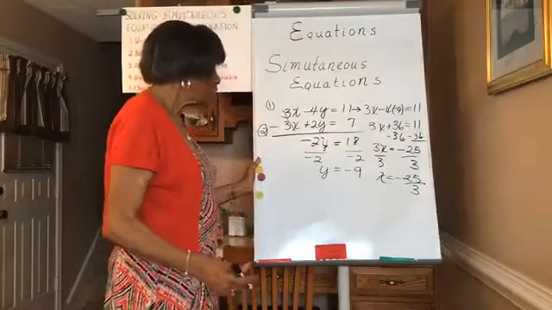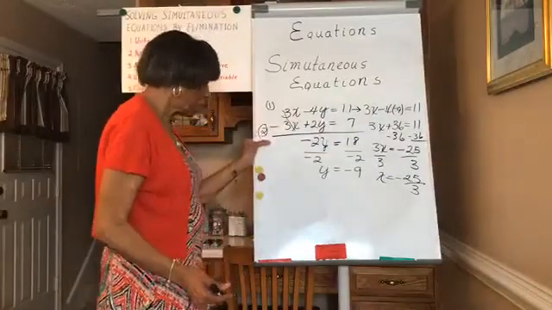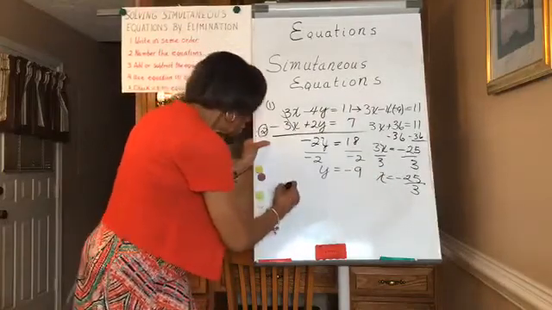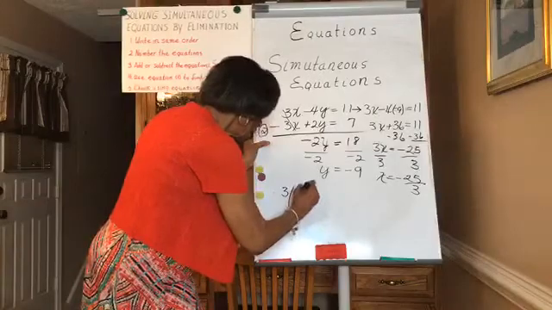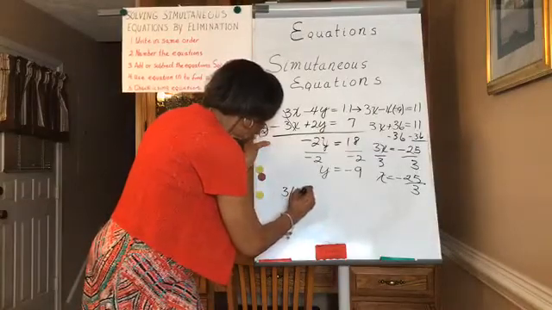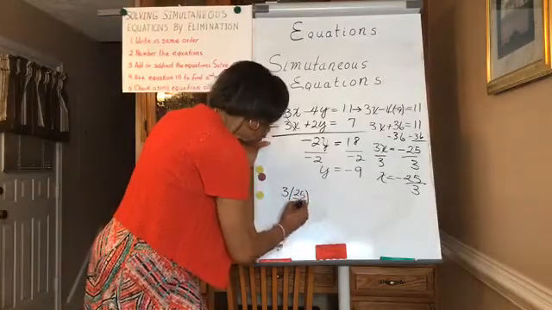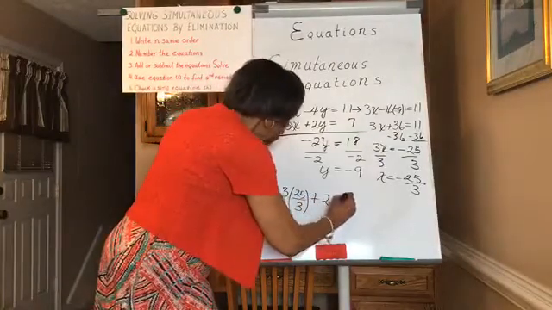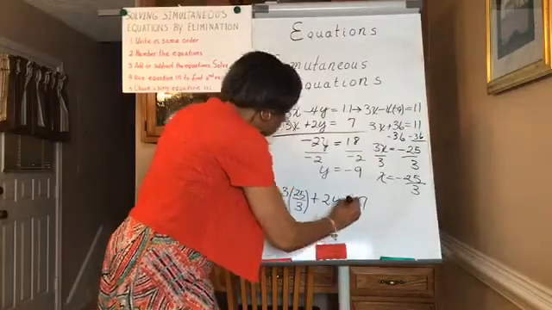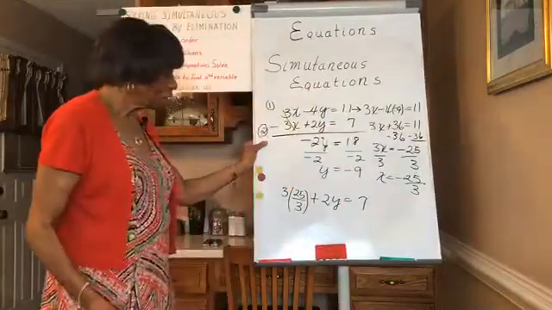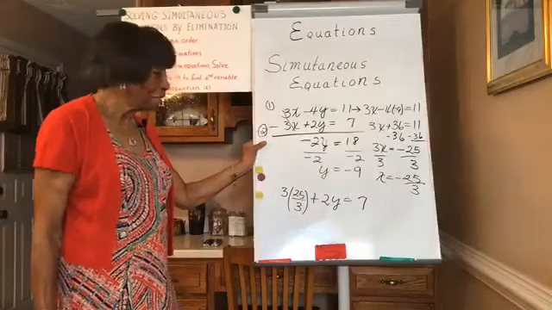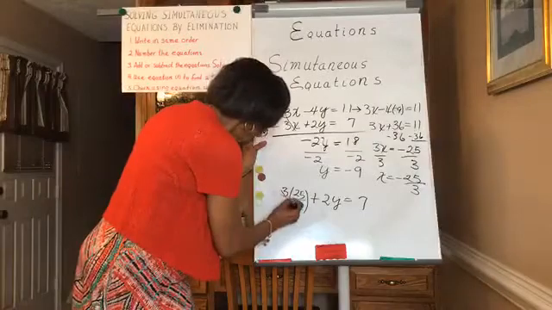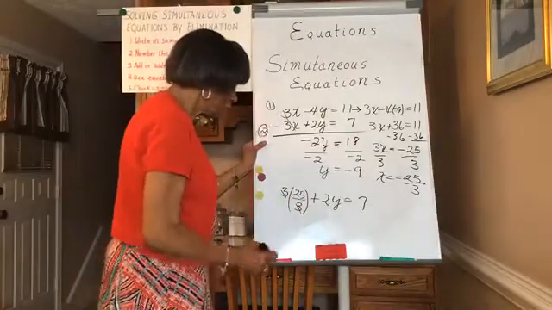All right, so now we go to equation 2. And we plug the value of x in. So we have 3 times 25 thirds plus 2y equals 7. Okay? Did you get that? Solve for y. All right, the 3's cancel out. Remember that? I'm not going to divide.